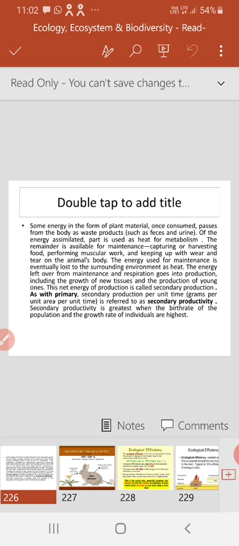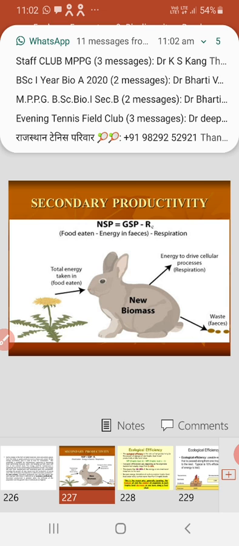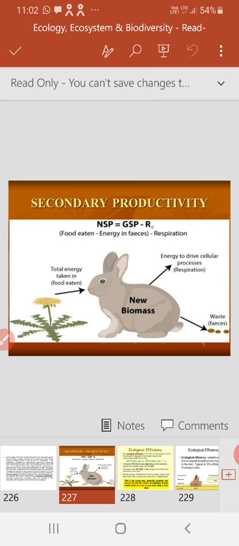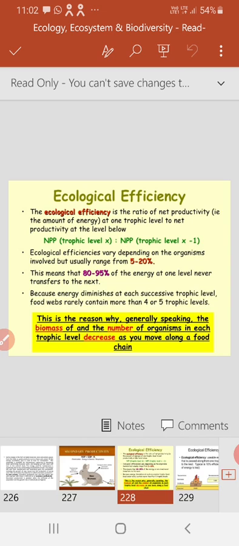So you can see this is the slide showing secondary productivity. That is food eaten by the herbivore. In this picture, it is a rabbit, and the energy is used to drive cellular processes. There's its own respiration and waste product, so energy is lost. Ecological efficiency is the ratio of net primary productivity at one trophic level to the net primary productivity at the level below.